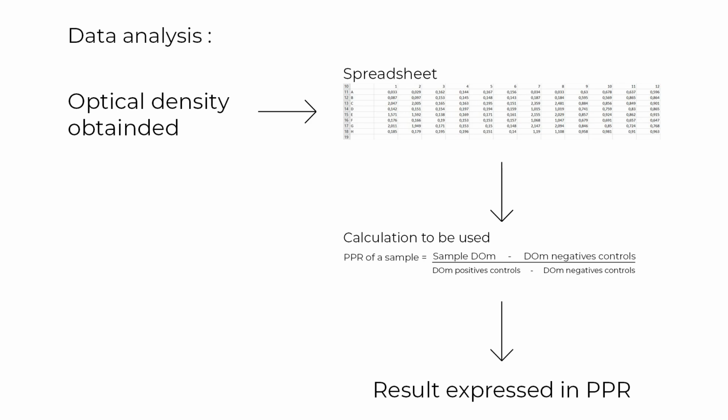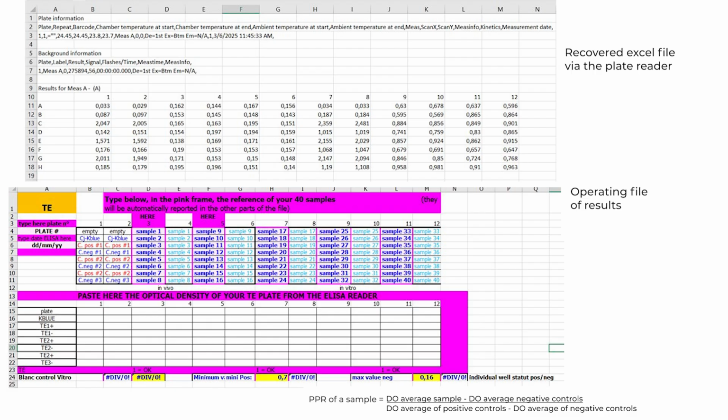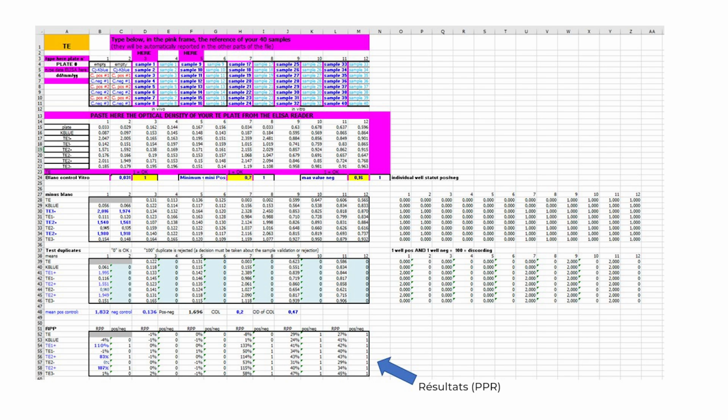Results are expressed in RPP, relative percentage of positivity, calculated as follows. Mean optical density of the samples minus mean optical density of negative controls, divided by mean optical density of positive control minus mean optical density of the negative control. The RPP of each sample appears in the RPP column of our pre-programmed spreadsheet.